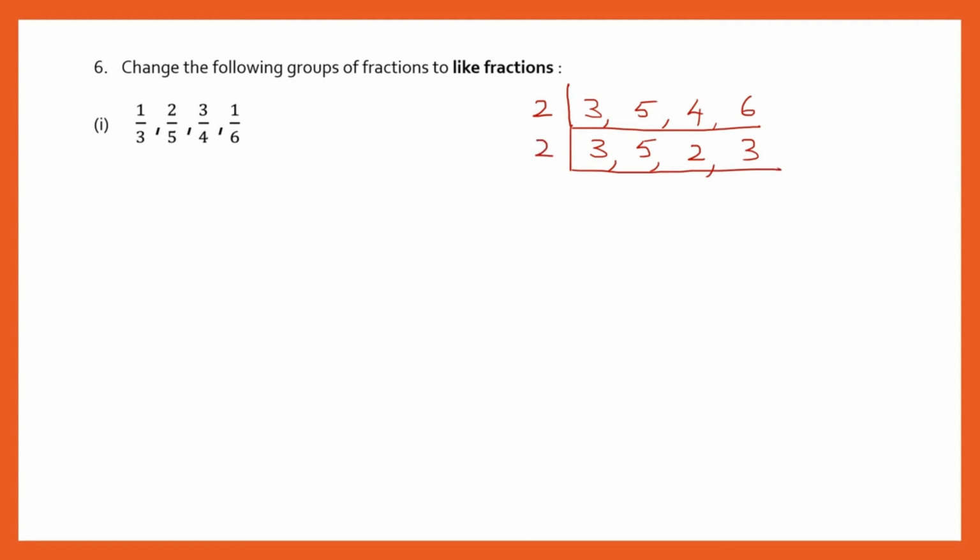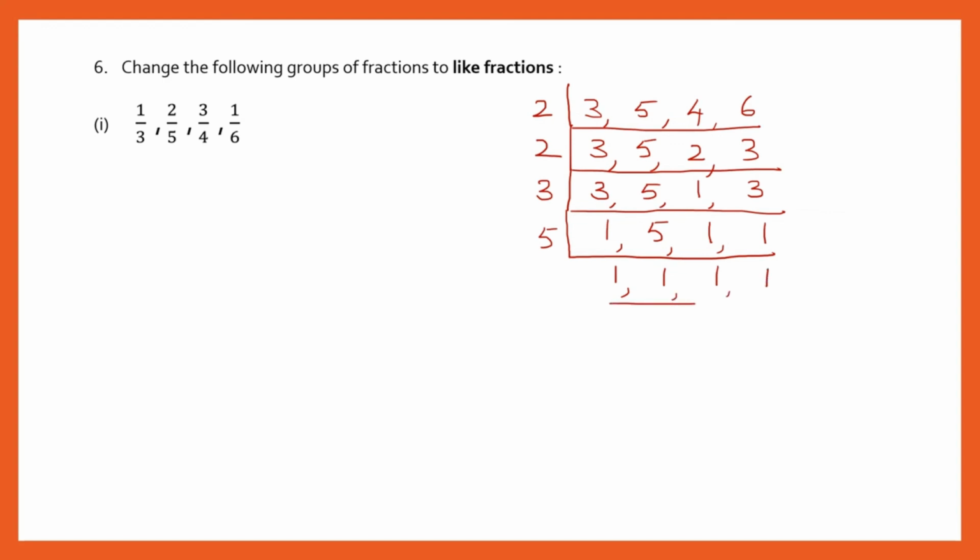I'll continue with 2. I bring down 3 because it's not divisible. I bring down 5 because it's not divisible. 2 1s are 2. 3 also will be brought down because it's not divisible by 2. I'm going to continue my division. Now I'm going to divide it by 3. 3 1s are 3. 5 is not divisible by 3. I bring down 1. 3 1s are 3. Now I have only 5 there apart from the 1, so I'm going to use 5 to divide it. 5 1s are 5. I bring down the 1. 5 1s are 5. And I bring down the other ones as well.